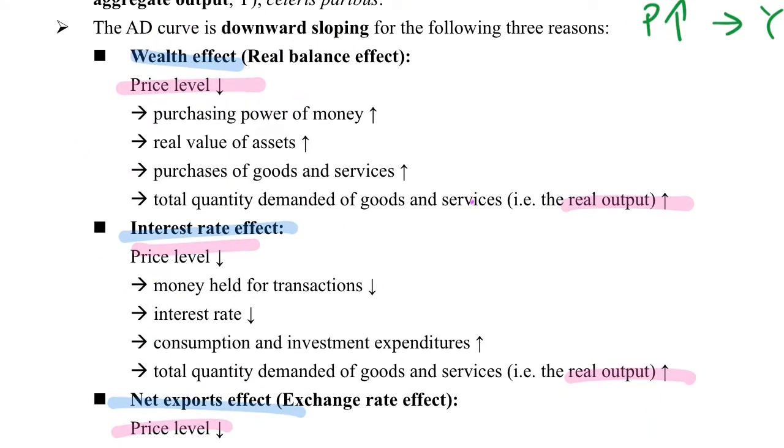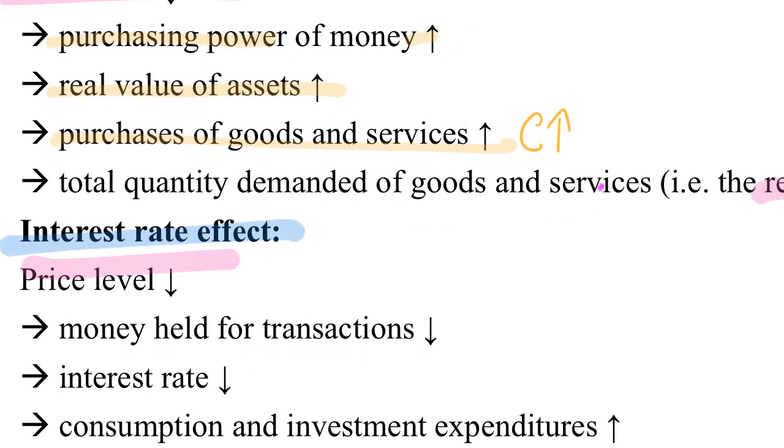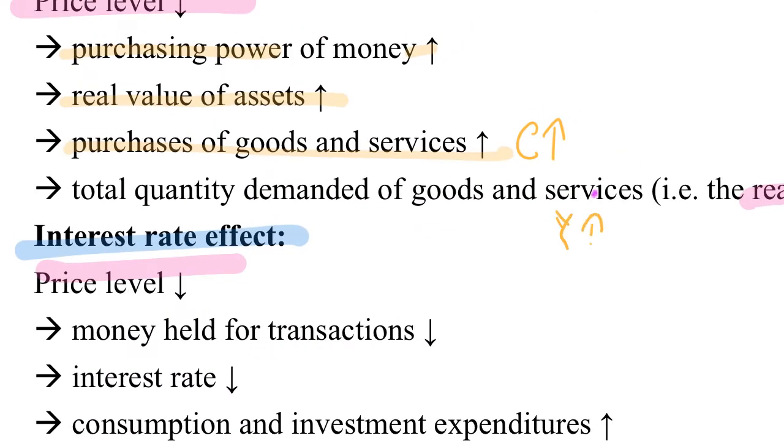Let us go through it a little bit more specifically. When we talk about the wealth effect, we are talking about the wealth of individuals. When the price level drops, although the money we have is still the same amount, we can buy more with it. So the purchasing power of money increases, which means I have more real value of assets. I own more things, and then we will try to increase our consumption. I can simply replace this with private consumption increase. Then the last one is the Y increase, or the real GDP increase.